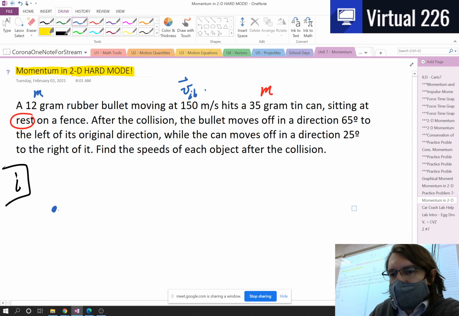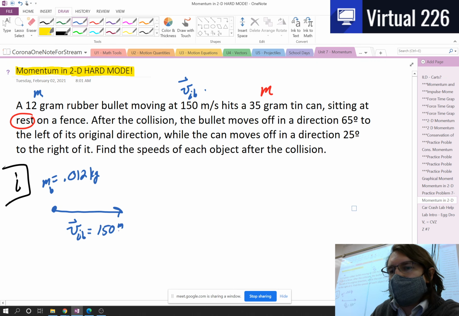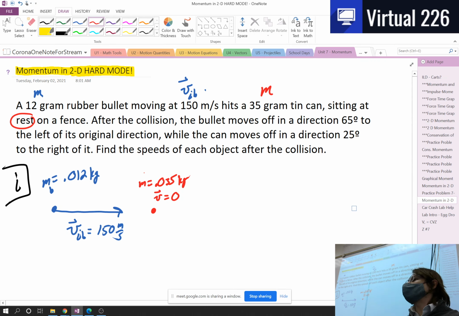We've got a bullet, not drawn particularly well. It has a mass, we'll call it MB, mass of the bullet, of 0.012 kilograms, because we just took that and converted grams to kilograms. And it has some velocity, VIB, of 150 meters per second. There's a can. We know its mass is 0.035 kilograms. Just did that little conversion. And we know it has a velocity of 0. So that's our initial setup. We drew a picture and wrote everything that we knew down.